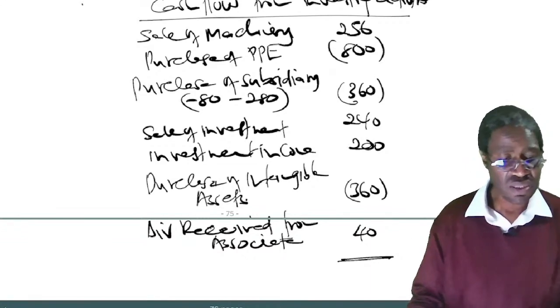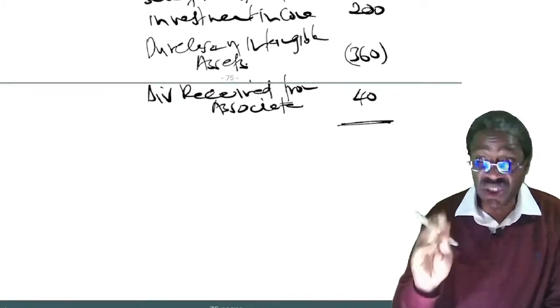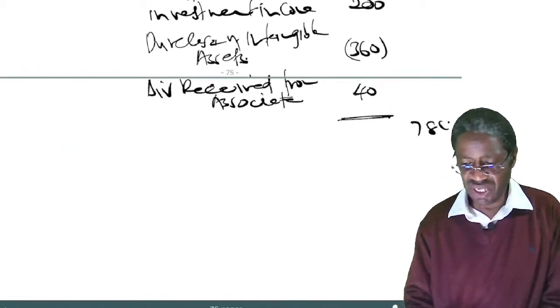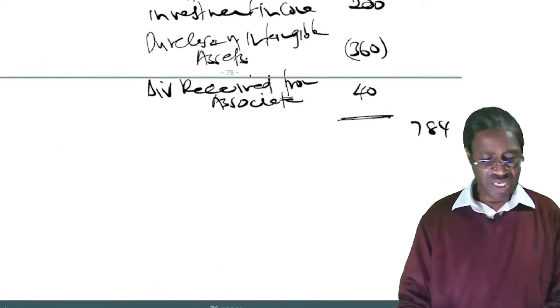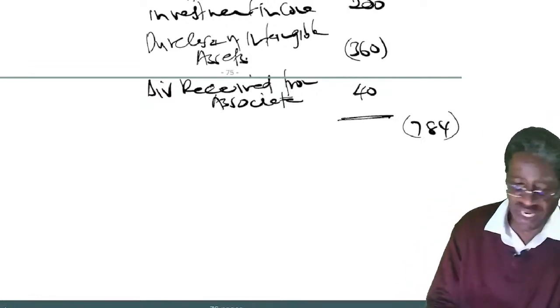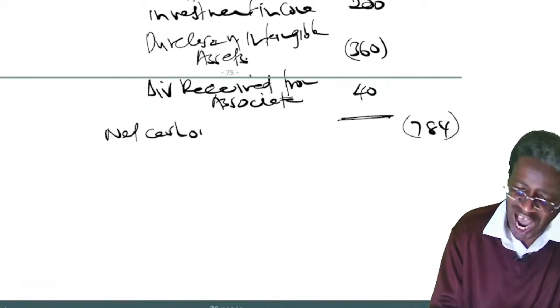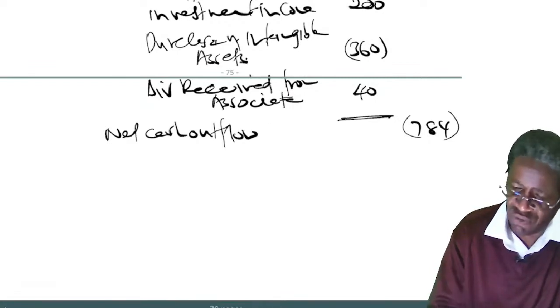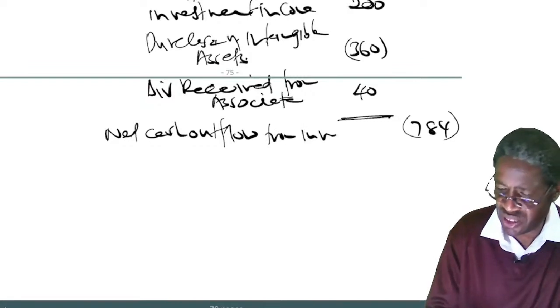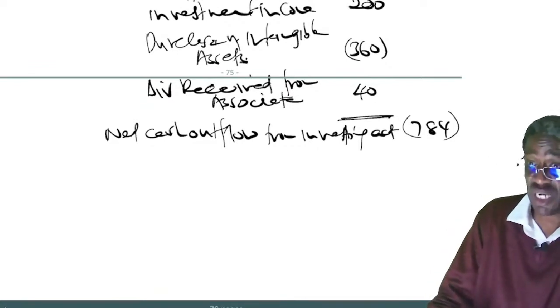Confirm my figures. I'm getting 784. Good. And it looks like a negative, so put it in brackets. If it's a negative, what did we say you call it? We said you call it net cash outflow. Net cash outflow from investing activities. Good. So we are through with the second category.